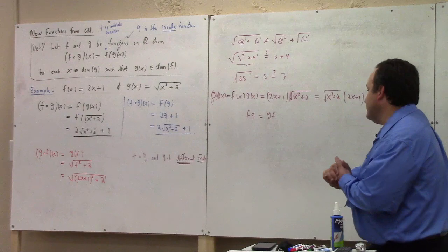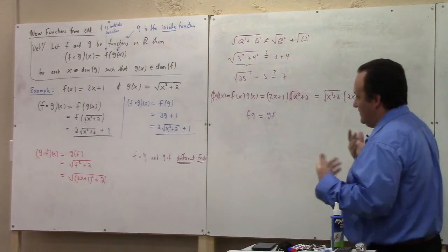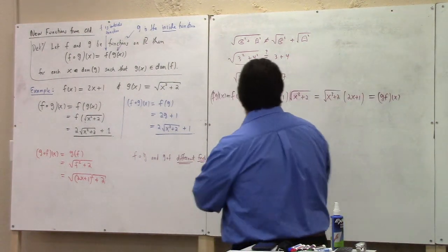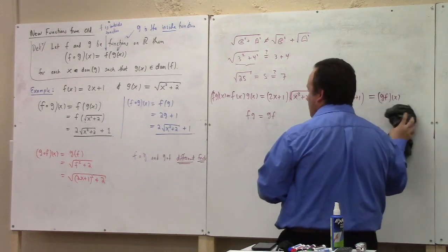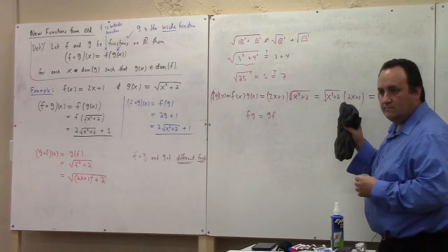So, guys, let's look at some more examples of composition. Can I erase the burgundy?